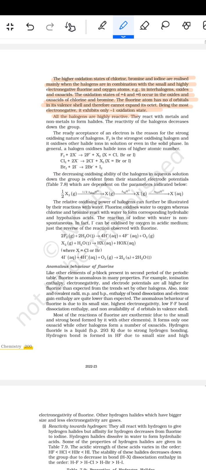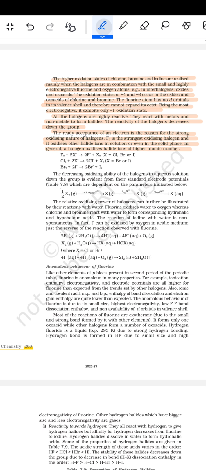All the halogens are highly reactive. They react with metals and non-metals to form halides. The reactivity of the halogens decreases down the group. The ready acceptance of an electron is the reason for the strong oxidizing nature of the halogens. F2 is the strongest oxidizing halogen and it oxidizes other halide ions in solution or even in the solid phase. In general, a halogen oxidizes halide ions of higher atomic number.